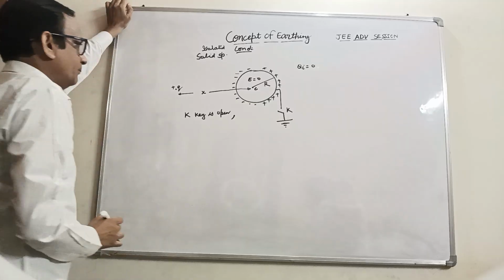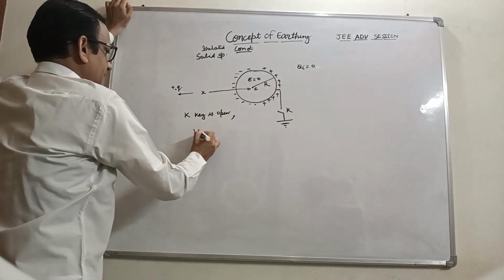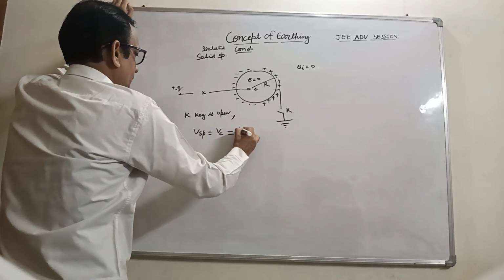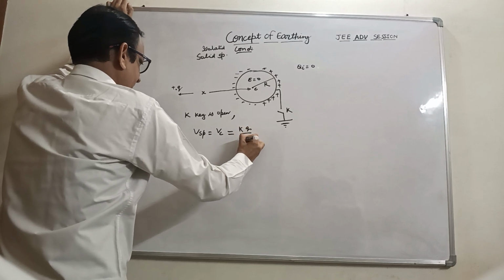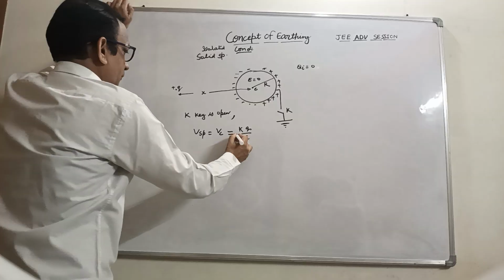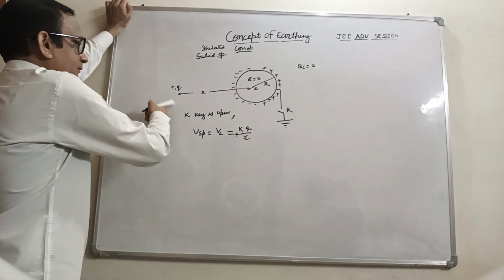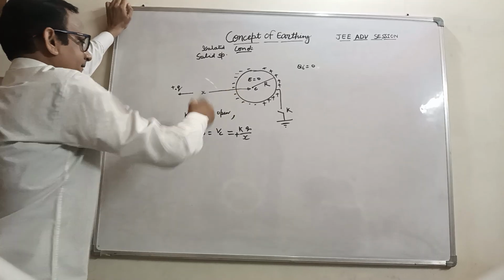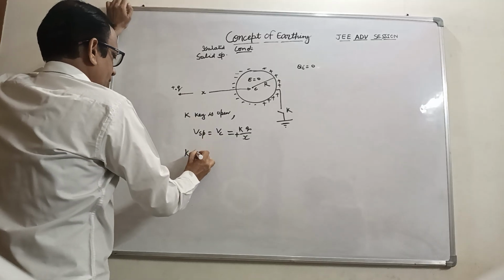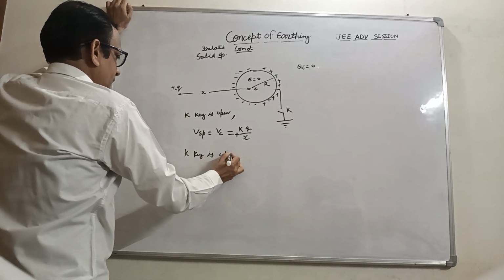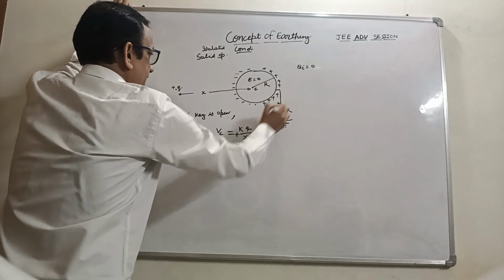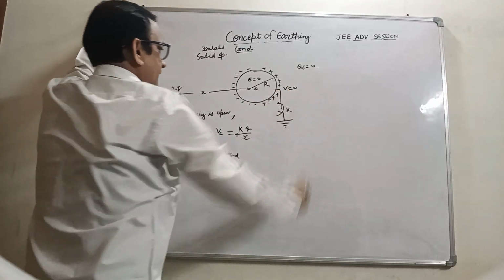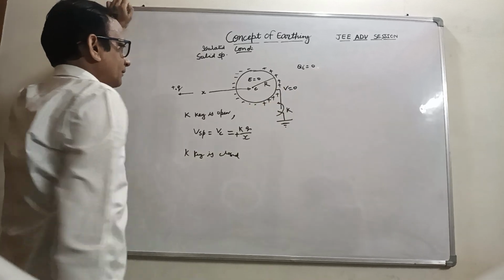When the key is open, the potential of the sphere would be the potential of its surface. The potential of the surface would be written as kq upon x, which is positive, due to this charge. This is the potential at the surface as well as at the center. When the key is closed, the potential here becomes zero, and the electric field vanishes here. The electric field is also 0 here.